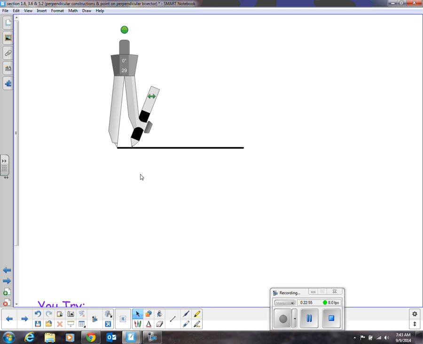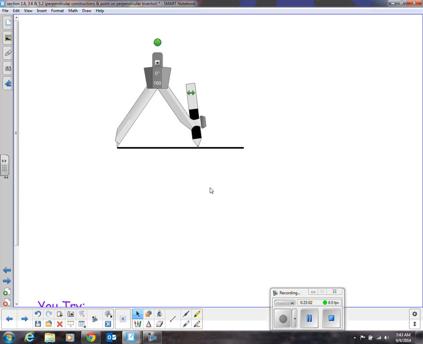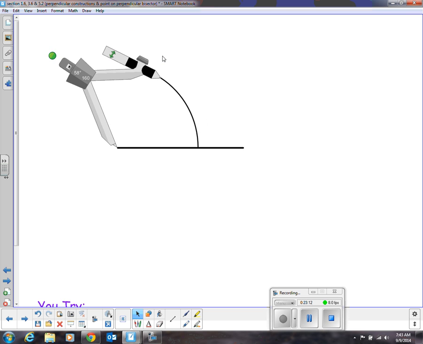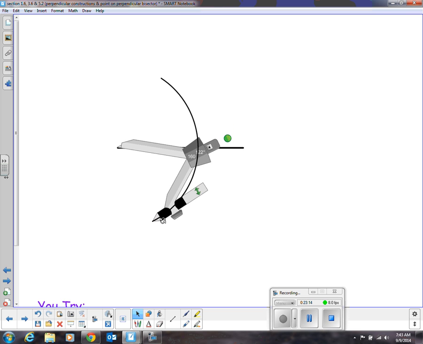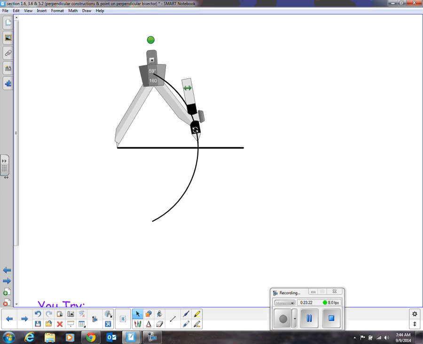All right, so everybody has their compass point on the left endpoint. You need to open your compass so it is over halfway. It's got to be over halfway. Okay, everybody there? So now what you're going to do is make a nice large arc on the top and the bottom. It's got to go over the halfway point. You're good.